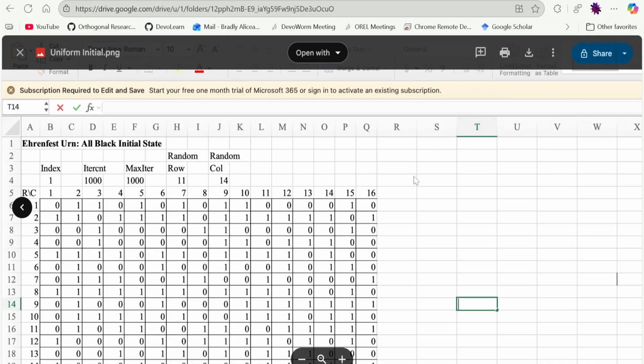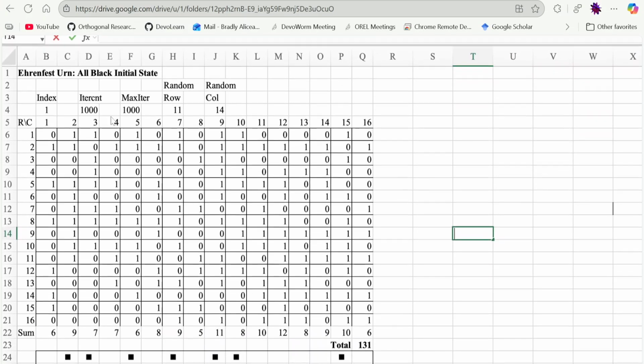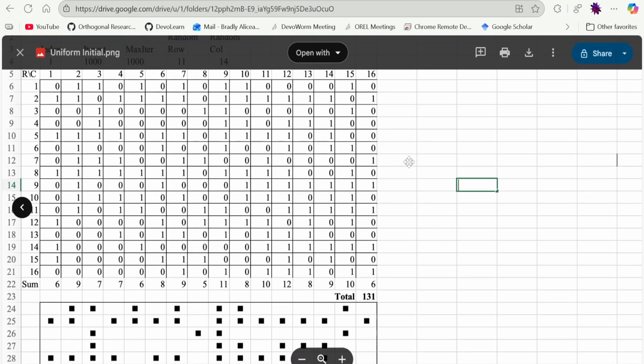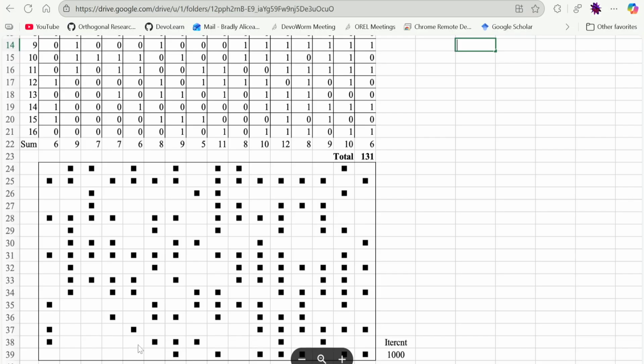This is the Ehrenfest urn where we have a uniform initial condition, an all black initial state. Again, we have an initial state that's all black, and then we play the game and we get to the point here where this array occurs.